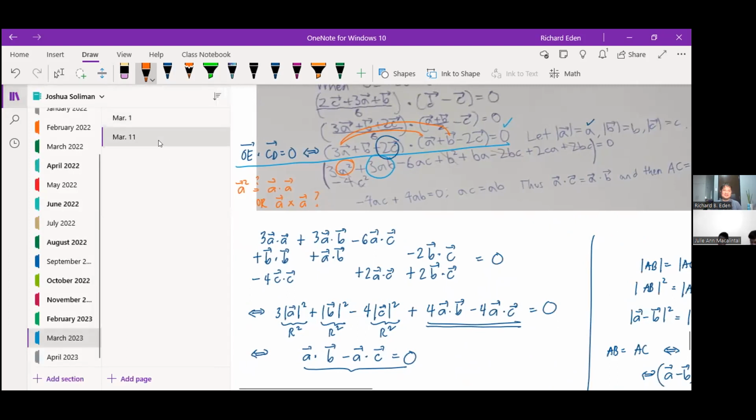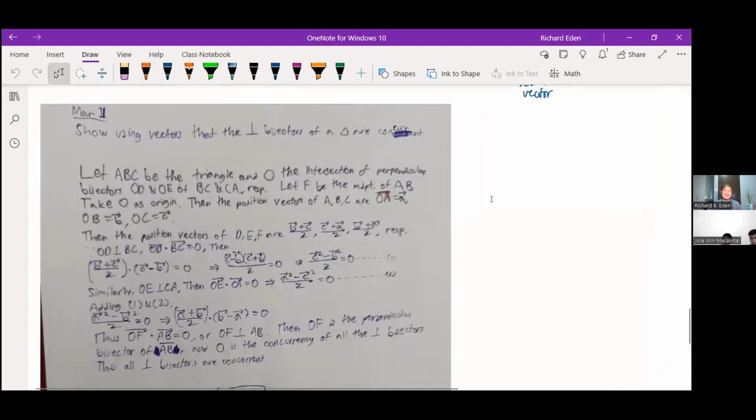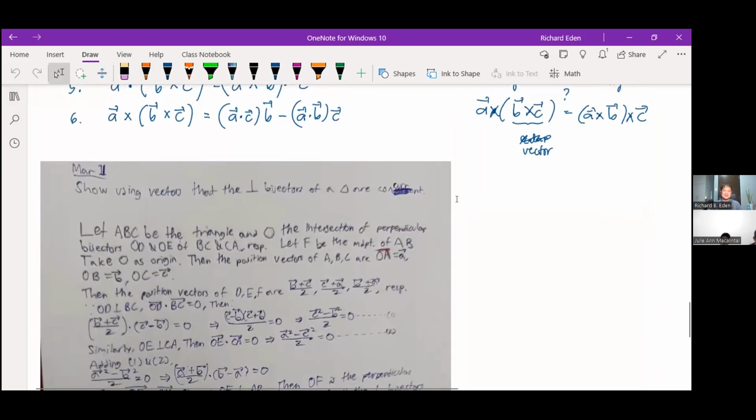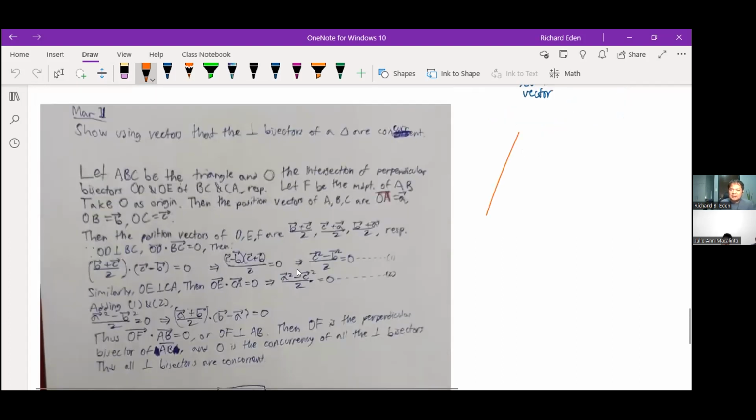Let's see your other solution for March 11. Here, I showed that the perpendicular bisectors of a triangle are concurrent. It's related to our problem earlier, where we had the orthocenter. So ABC is a triangle and O is the intersection of the perpendicular bisectors of BC and CA, since we don't know yet that OF is the perpendicular bisector of AB. That's what we still have to prove. Let me draw something to make it easier to follow.